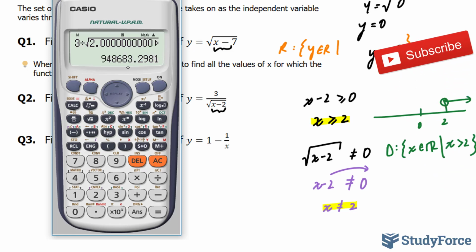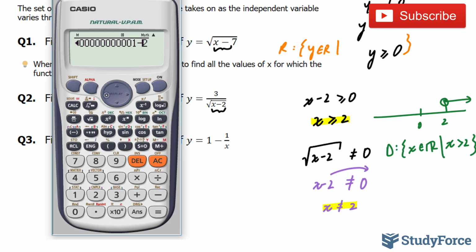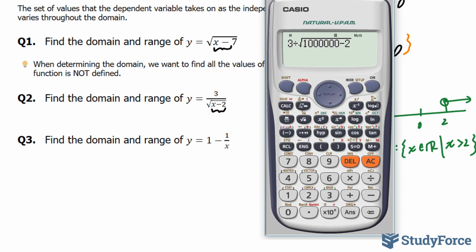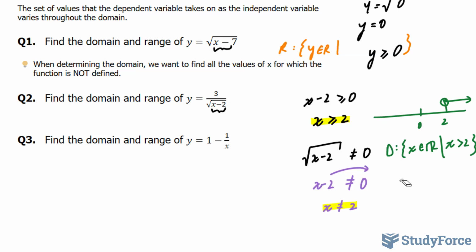So let's pick a number that is a lot greater than 2. Let's pick the square root of, let's say, 1,000,000 minus 2, and we end up with a very, very small number that is close to 0. And the bigger the number you choose, the closer it gets to 0. So we can say that our range includes all y values that are greater than 0. Now remember, there's no way that it can ever reach 0.